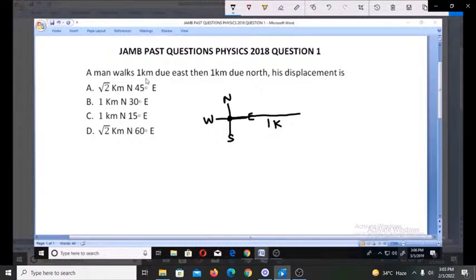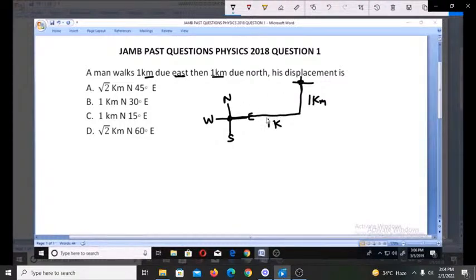Then after walking 1 kilometer due east, he then walked 1 kilometer due north. So he's going to walk up north. This is the direction of the north, because this is east, this is north, up north, and he walked also 1 kilometer north. So that is the movement. Then it is asking us the displacement. So we'll pick also the cardinal point, the reference point of this north. So he has moved from here down to this place.